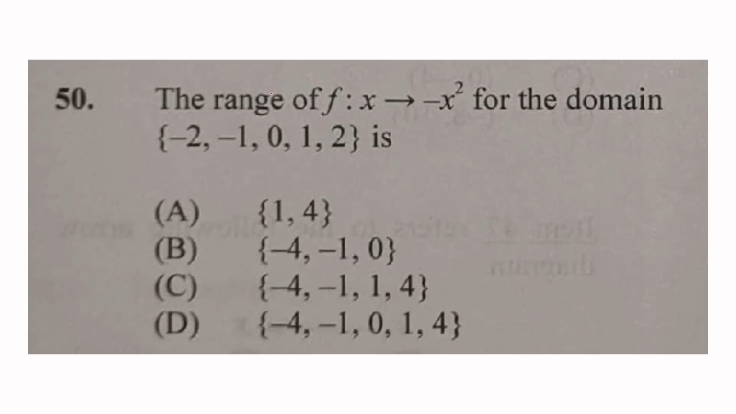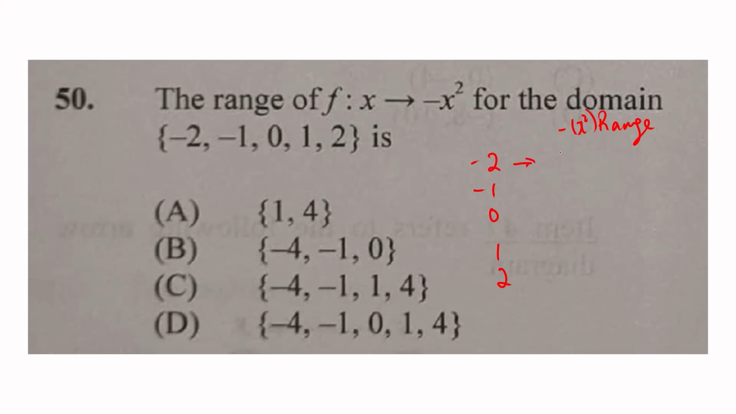Alright, so the range is the output values and the domain is the input values. So we have our input, which is negative 2, negative 1, 0, 1, 2. And the range, our output values, is sometimes referred to as the codomain. We're not getting technical now. It goes as negative x square.